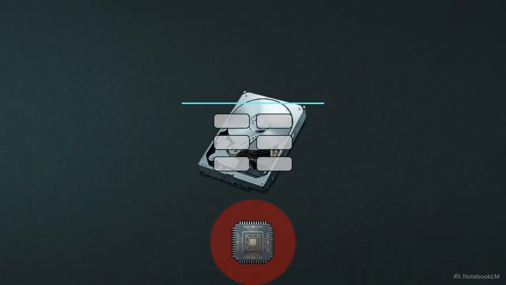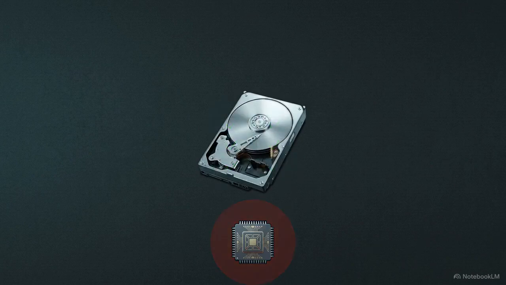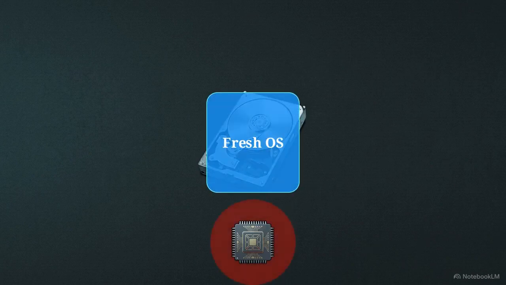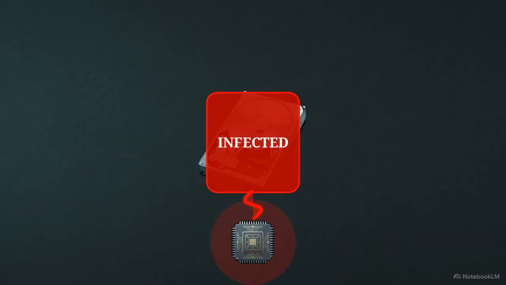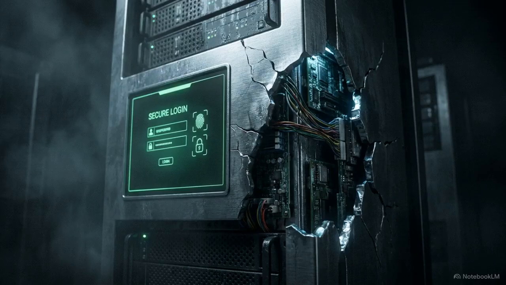Because the code lives on the chip itself, standard antivirus scans can't see it. You can wipe the hard drive and reinstall the OS, and the rootkit will simply reinstall itself the moment the machine powers on. By hijacking the hardware before the software even wakes up, attackers render high-level security protocols completely useless.